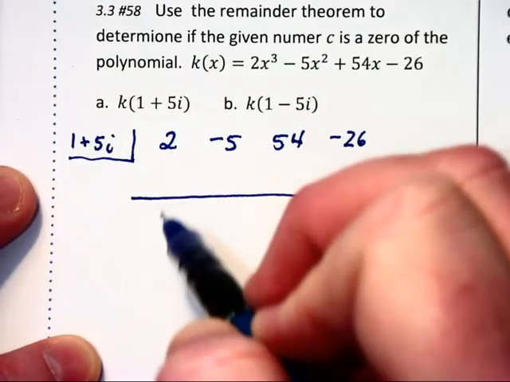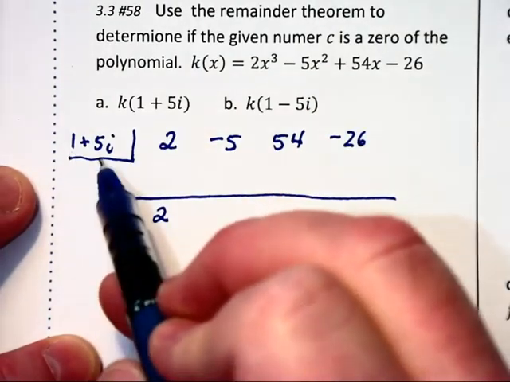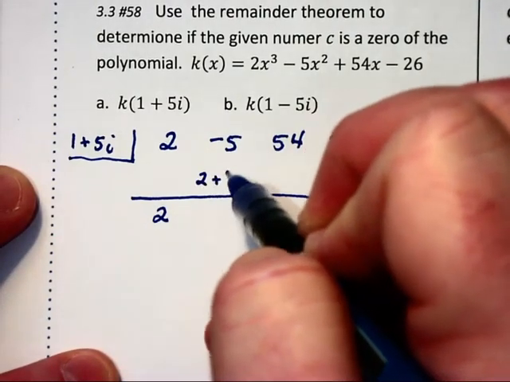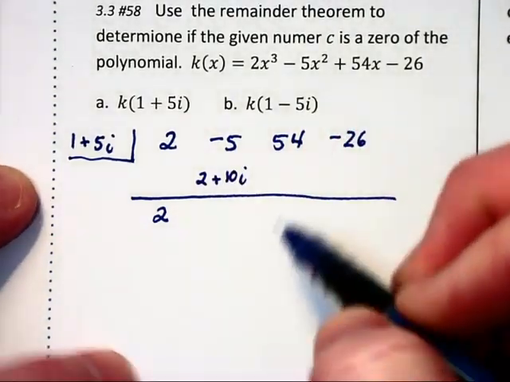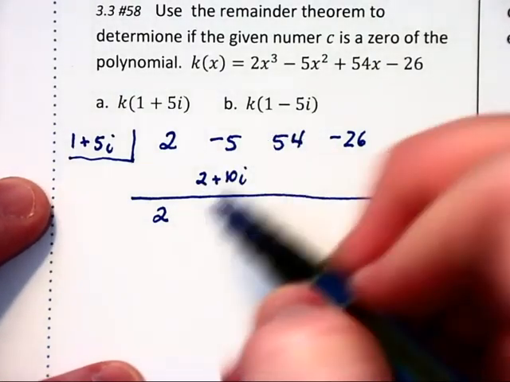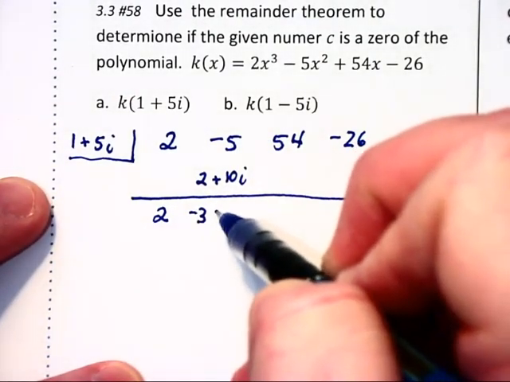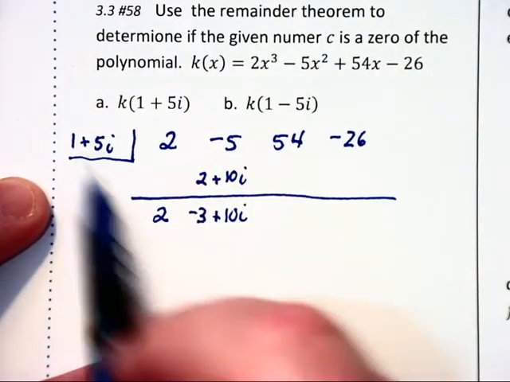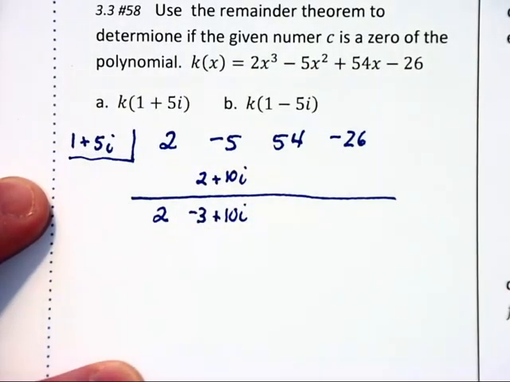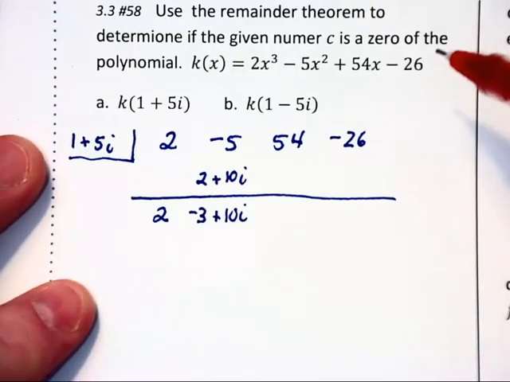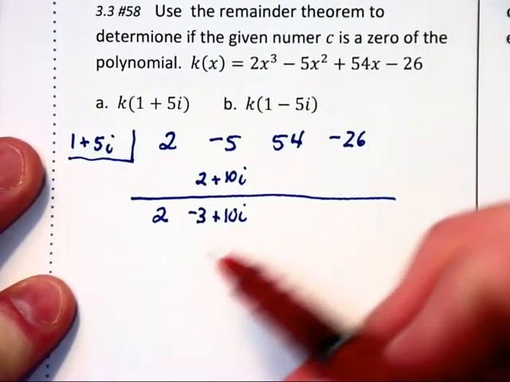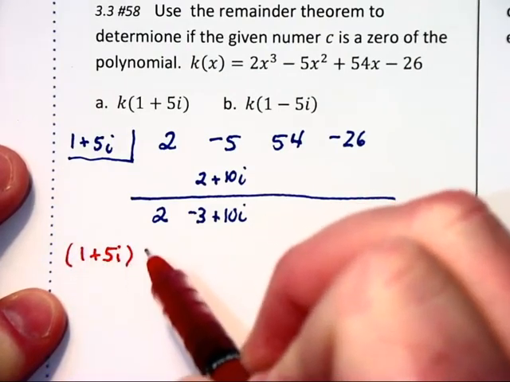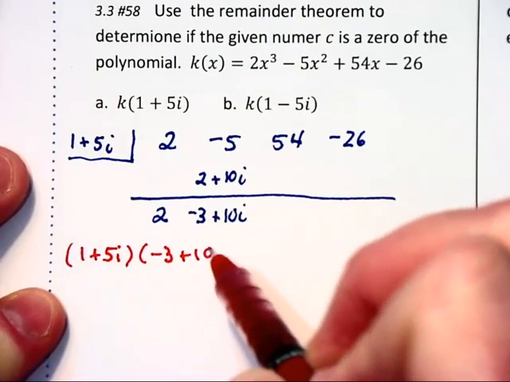So here we go. Bring down our 2. 1 plus 5i times 2 is 2 plus 10i. Adding down, the real parts give us negative 3 plus the 10i, the imaginary part. Now we've got to do 1 plus 5i times negative 3 plus 10i. I'm going to need some scratch paper to do that, and I'm going to do that right down here. 1 plus 5i times negative 3 plus 10i.